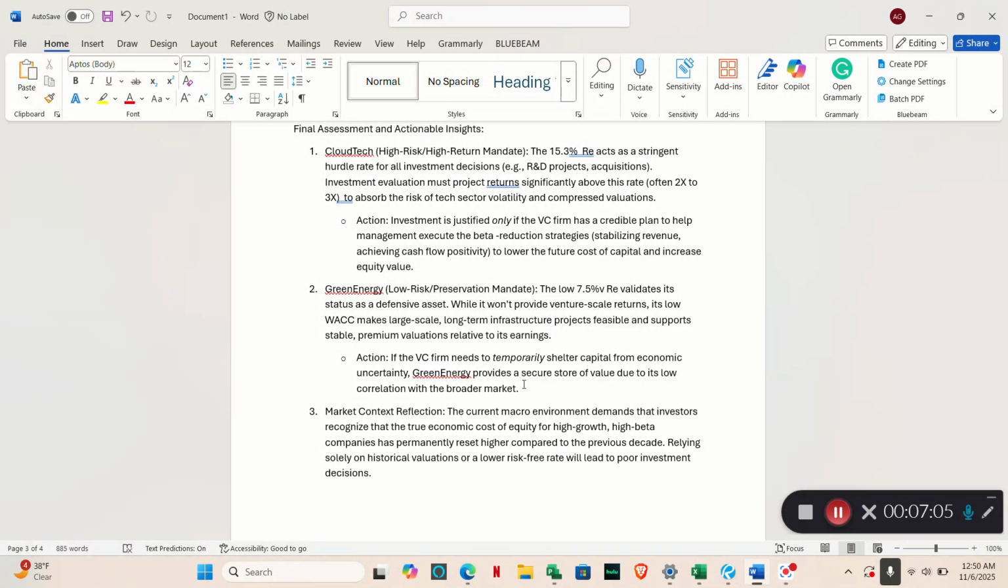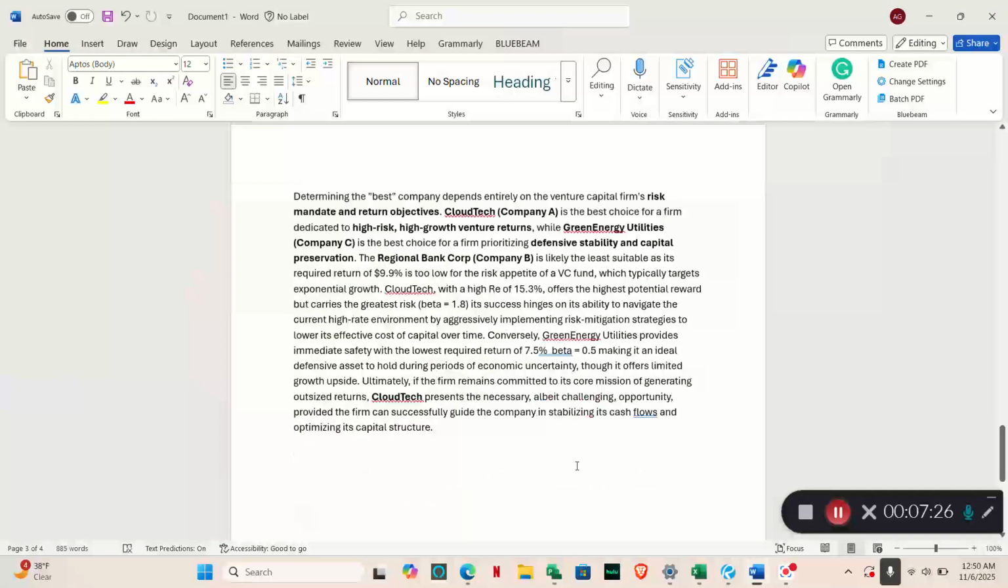Market context reflection: the current macro environment demands that investors recognize that the true economic cost of equity for high growth, high beta companies has permanently reset higher compared to the previous decade. Relying solely on historical valuations built on a lower risk-free rate will lead to poor investment decisions.